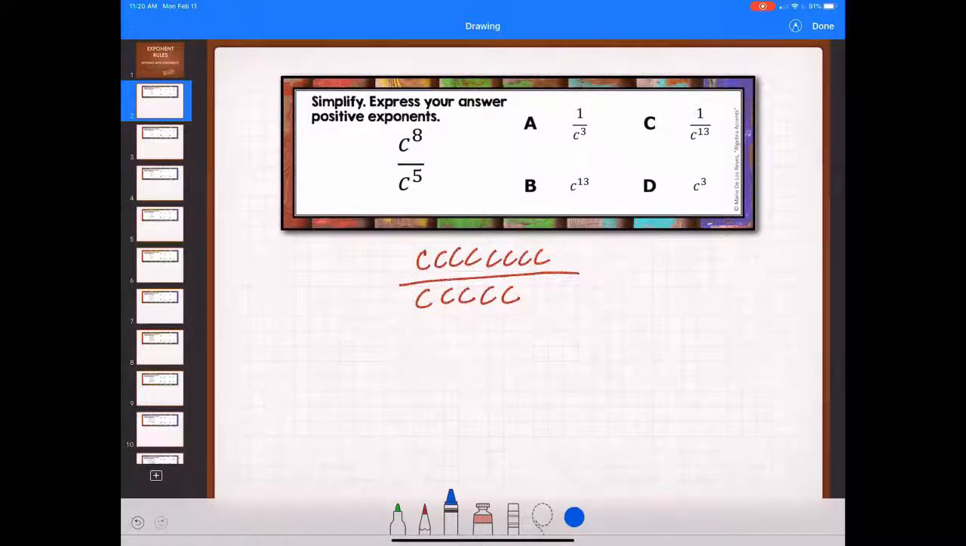So for every variable that's on the numerator and denominator, that cancels to 1. So here, here, and here, and here. These all cancel to 1. So when you look at what's left over, all you have is c to the 3rd. On the bottom you have nothing, which is 1. But as you know, we don't have to write that 1 there. So it's c to the 3rd.